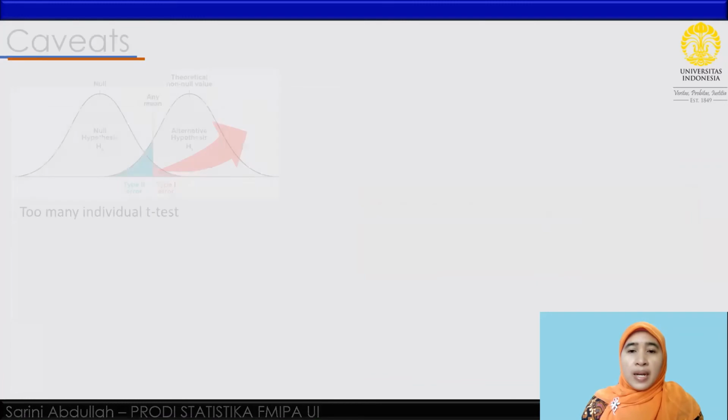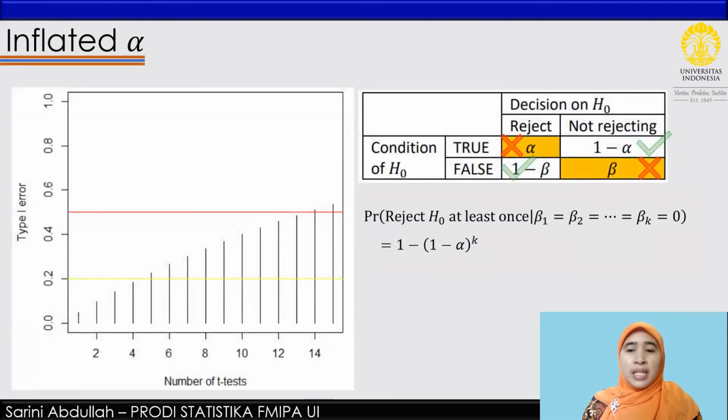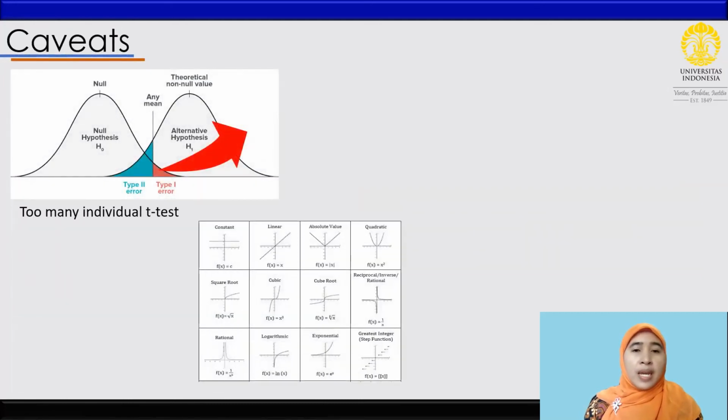So in general, we see that the probability of rejecting the null hypothesis at least once, when in fact all of those null hypotheses are correct, is given by this formula. And that depends on how many t-tests we are running here. Let's say k, then we can calculate the type 1 error. So that's the first problem with the stepwise procedure.